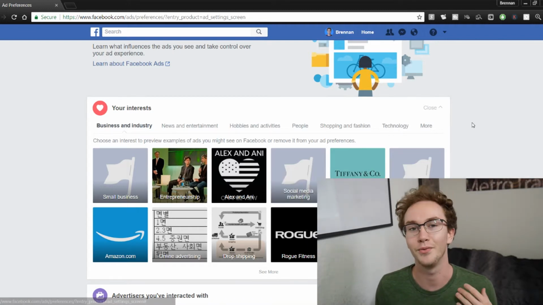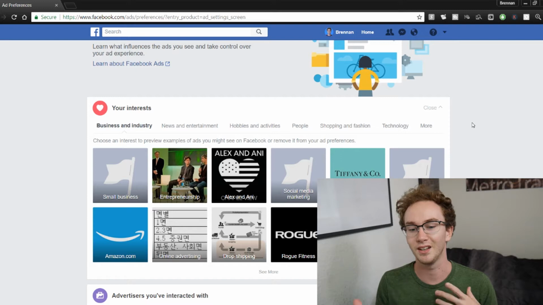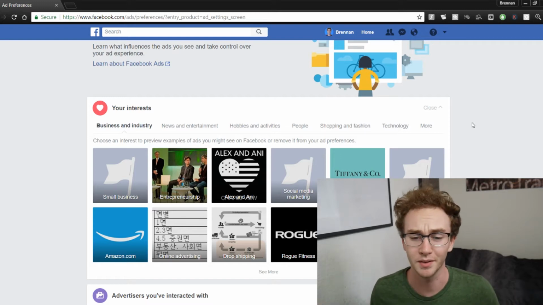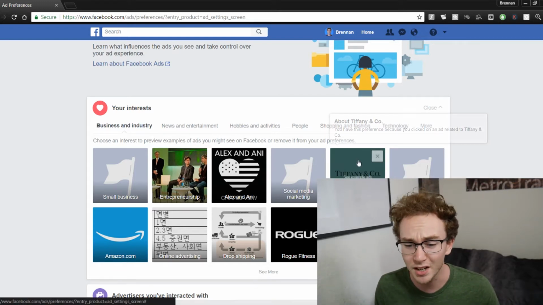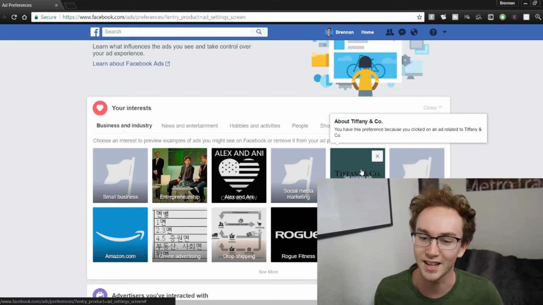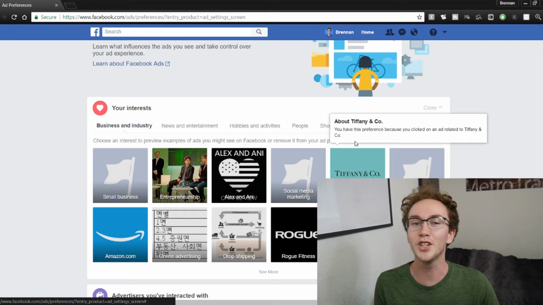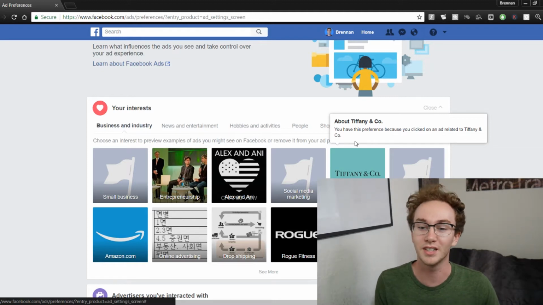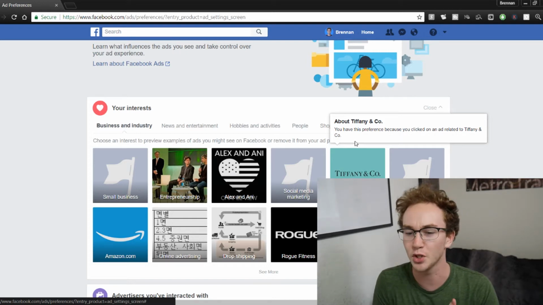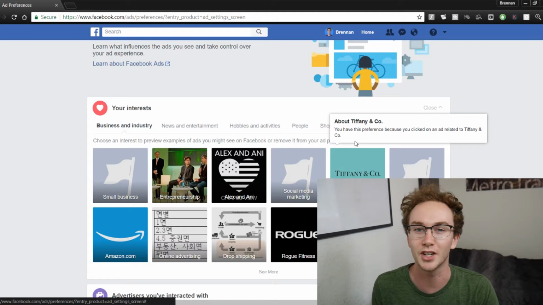Rogue Fitness is a fitness brand and company. They sell lifting bars and stuff like that. If you guys are curious what these companies are, Tiffany & Co. is the one that definitely stands out, because I'm really not interested in Tiffany & Co. I was actually just going to their website out of curiosity to see how ridiculously expensive their jewelry is, because I was in a mall one day and I was just walking by the store. I was like, I wonder how much they actually charge for some of this stuff.